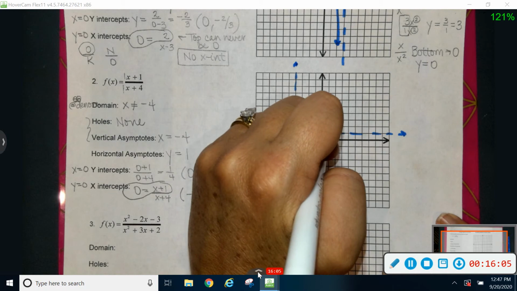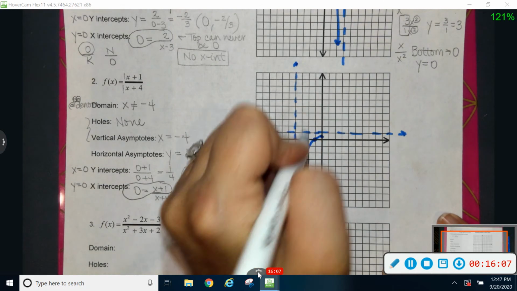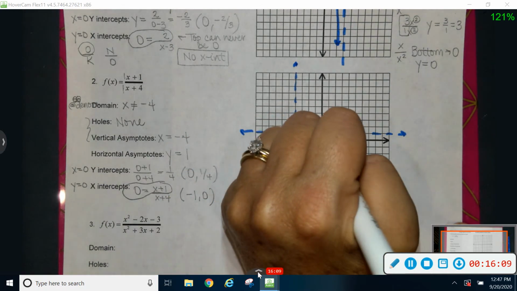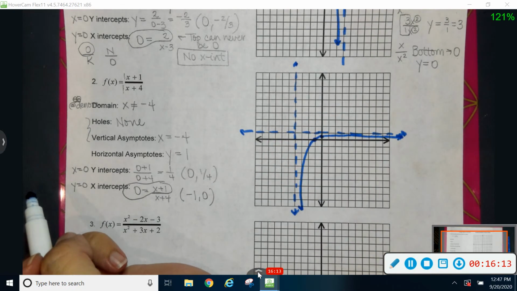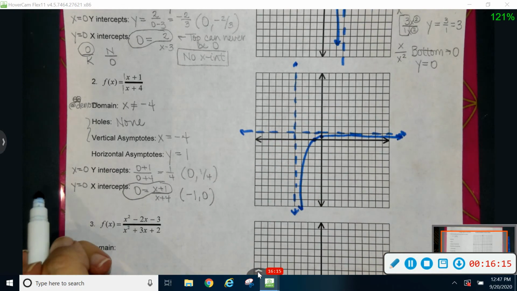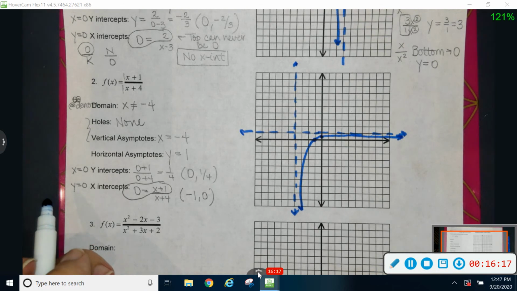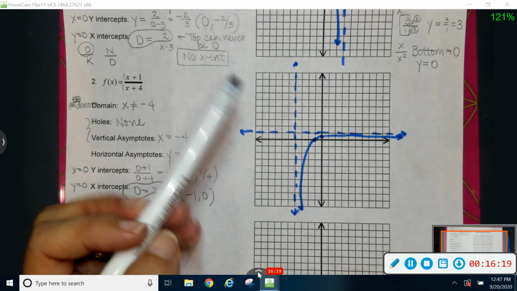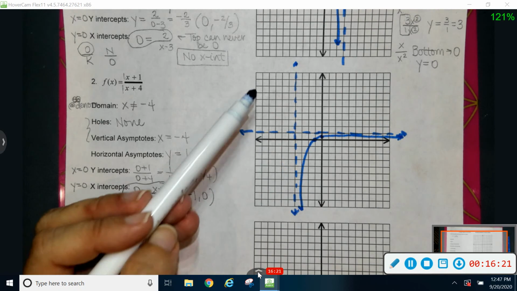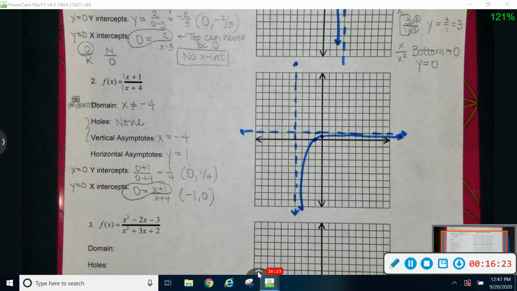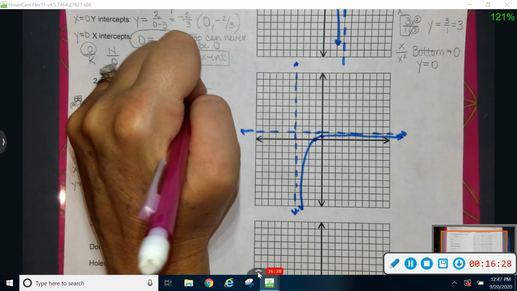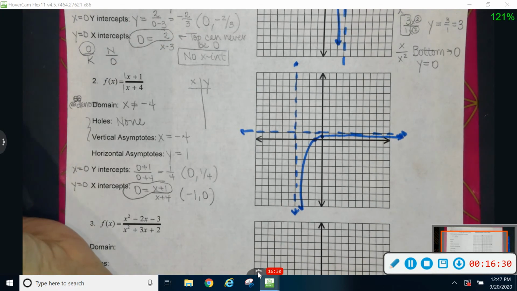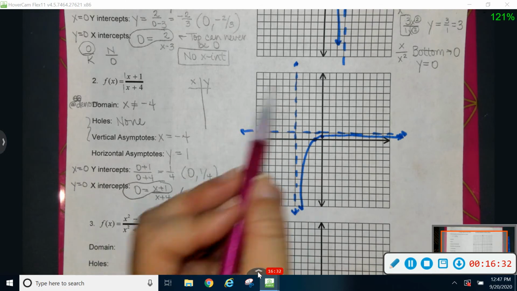Might even go ahead and connect and say, I know this is going to head down towards the vertical asymptote and get closer and closer to the horizontal asymptote. But is my graph complete? Not if I know what a rational function looks like. I'm expecting graph in opposite quadrants. So I should have some graph over here that I need to find out about. So how am I going to find out what's happening over there? I'm going to make a table. And I need to see what's happening over here.